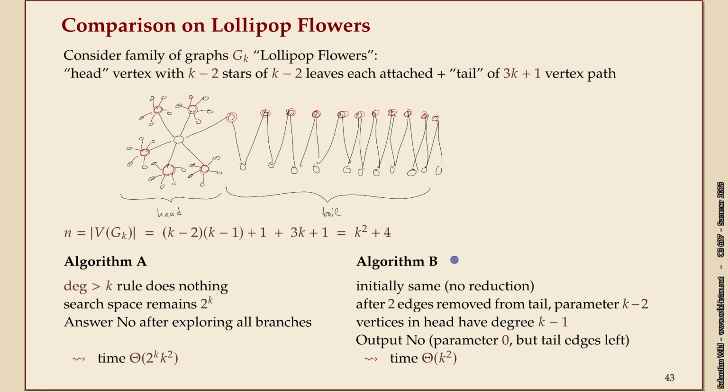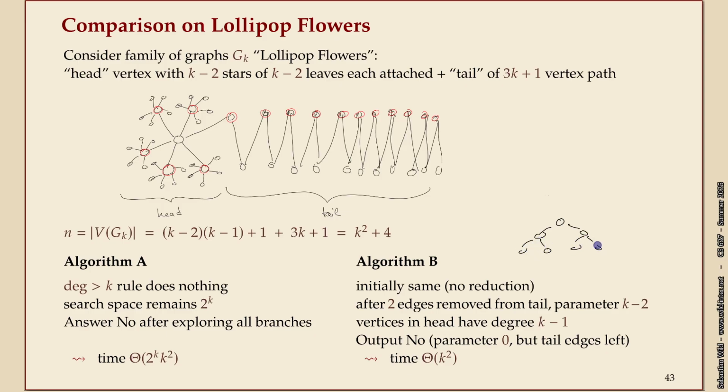Our algorithm B, the interleaved version, initially also doesn't do anything, right? And then it picks one edge and nothing happens, and it picks a second edge. So we go down, the recursion tree goes down 2 levels.